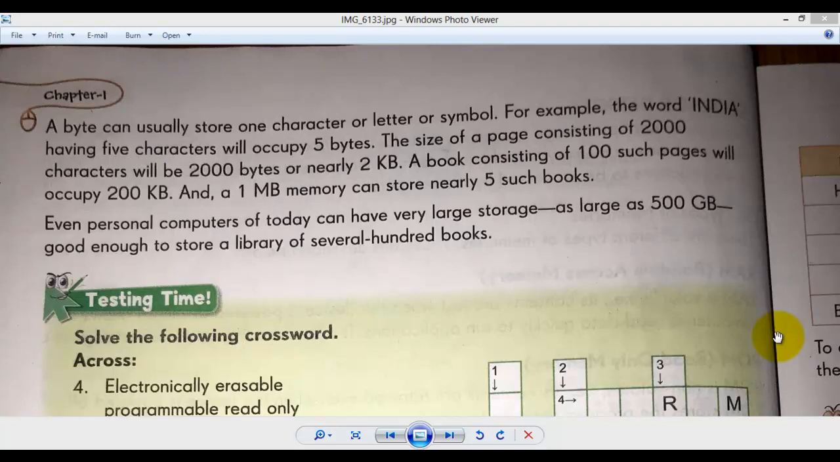So even a personal computer today can have very large storage, such as 500 GB to 100 TB or 50 TB, 1 TB, 2 TB, like that. With up to 500 GB we can store enough books for a library, or several hundreds of books.